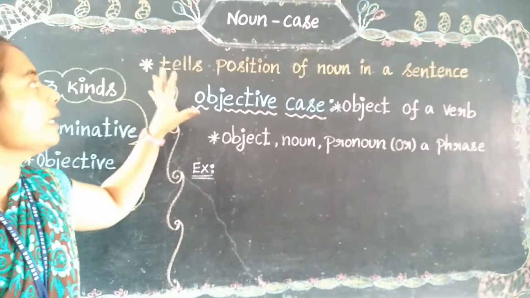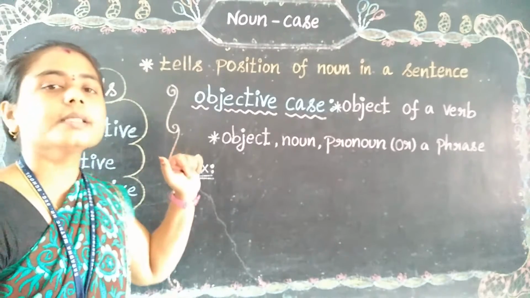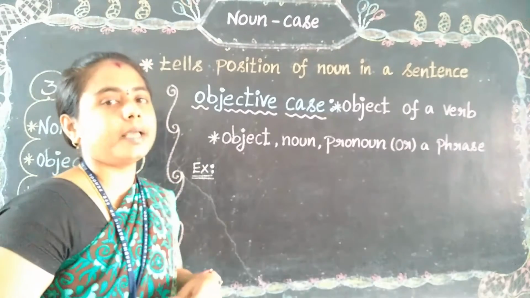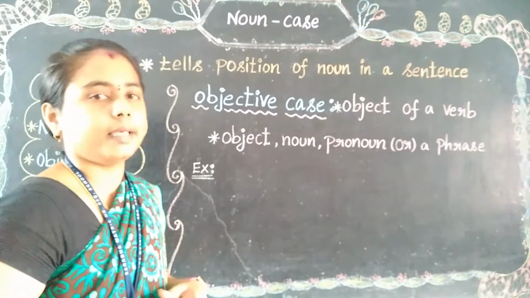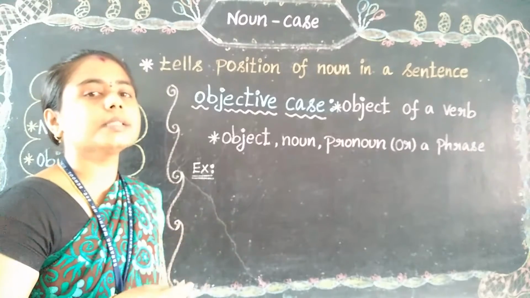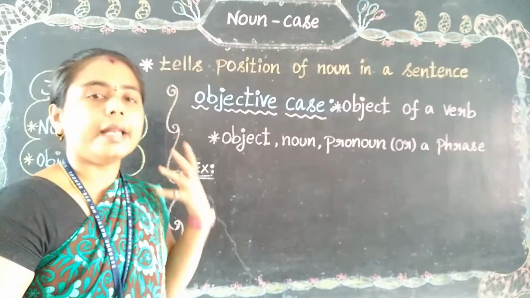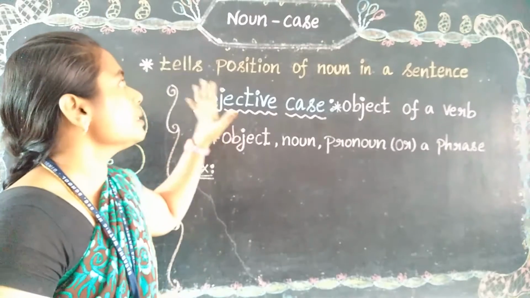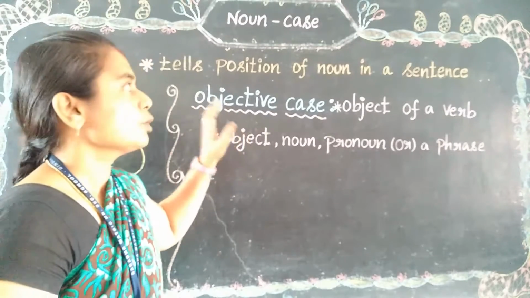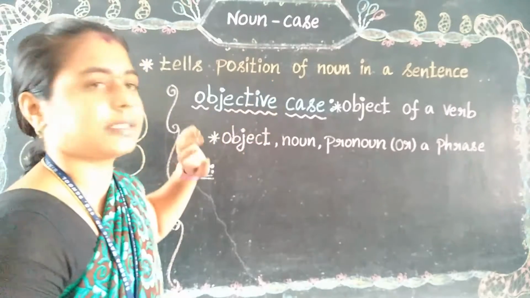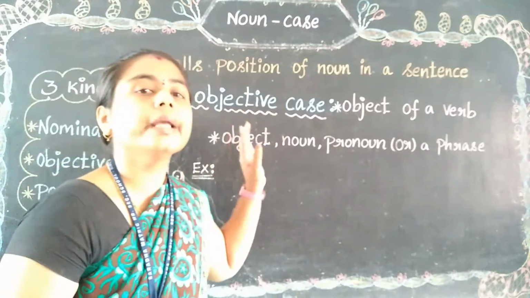Before that, let's recall what a noun is. A noun is a naming word, the name of a person, place, animal, bird or a thing. Whatever it is, it always names a concerned person, thing, animal or bird. So a noun is a naming word. We are going to learn about the cases involved in noun.